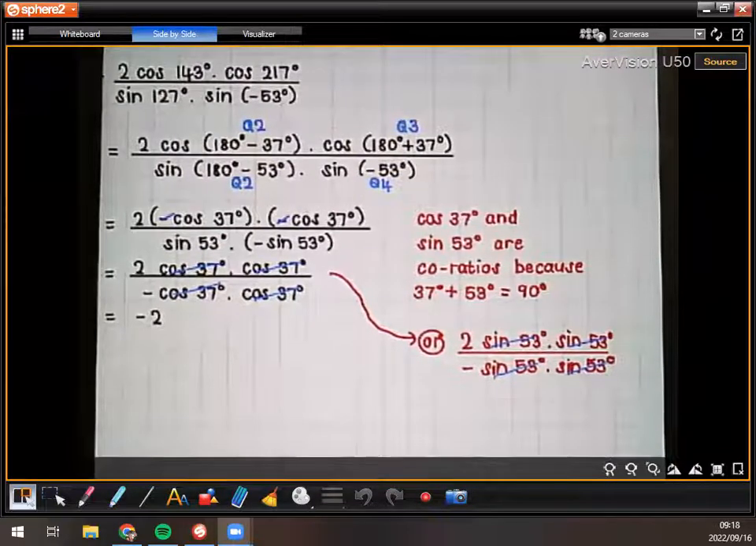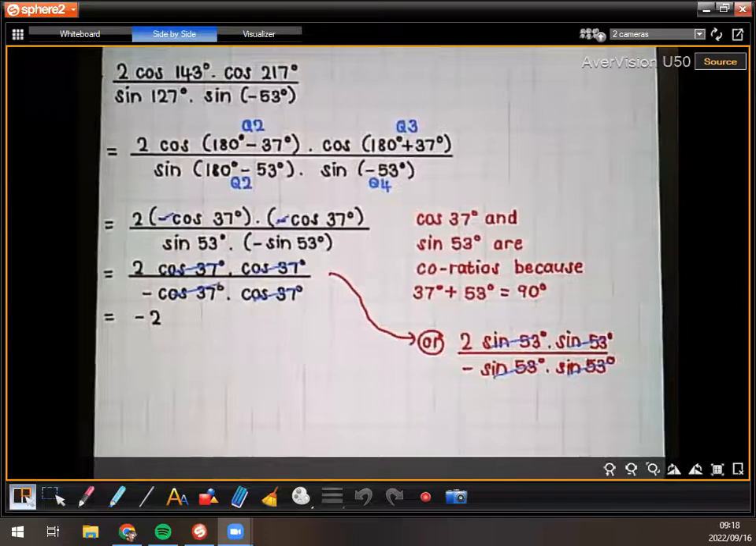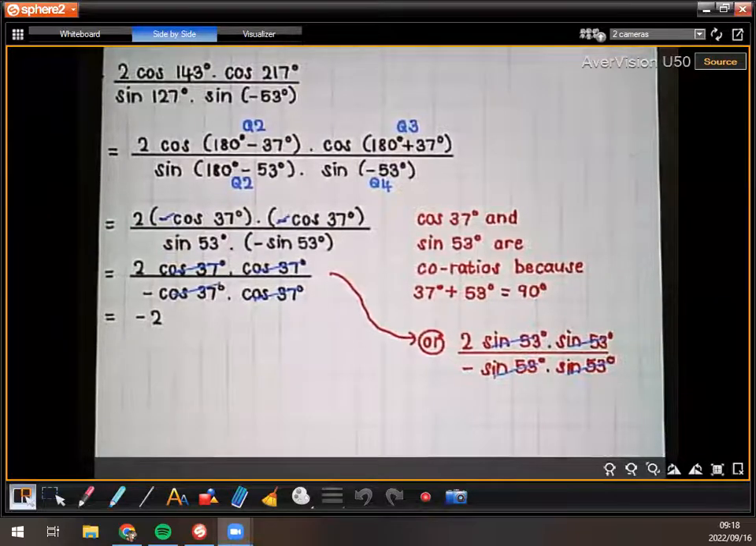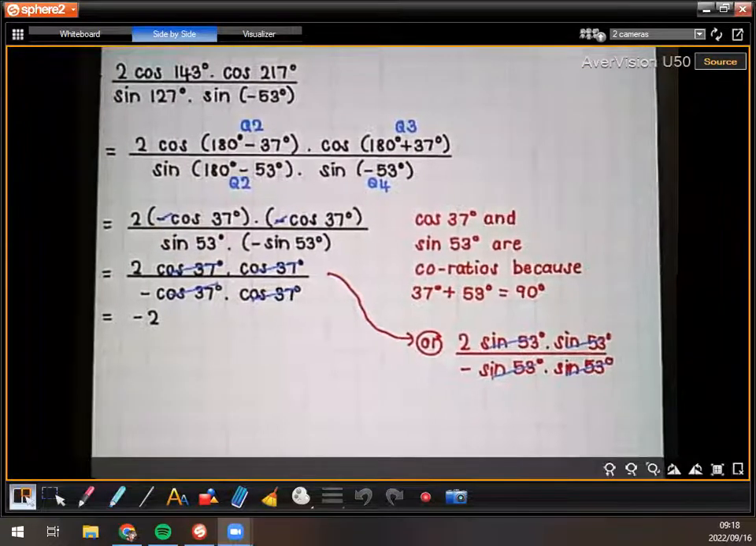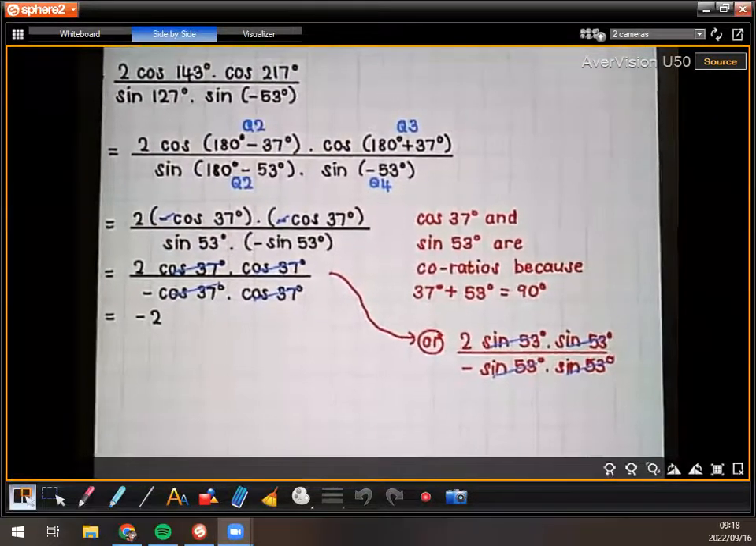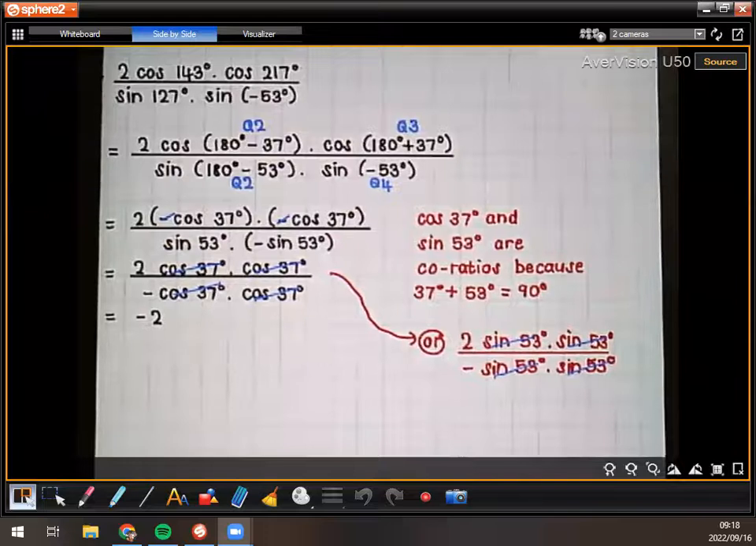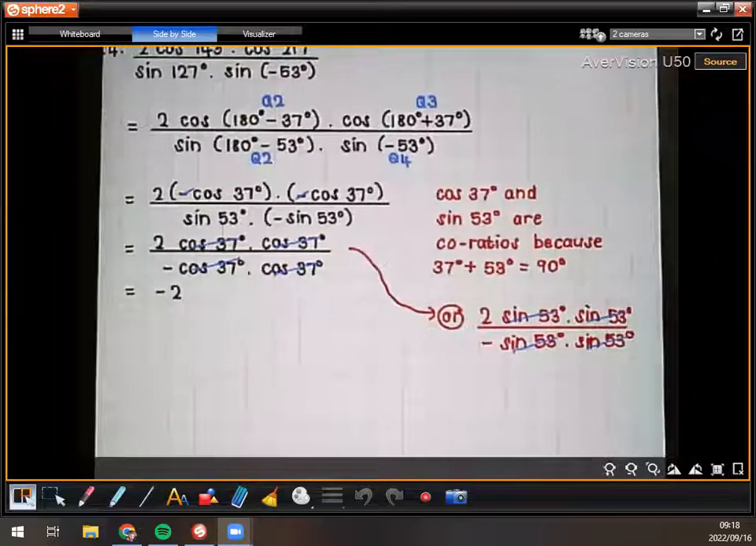So you guys probably need some more practice in these types of questions, right? Where it's just working with co-ratios. So I will give you some more of these. Just want to do a note quickly. Okay, any questions on this one, guys?